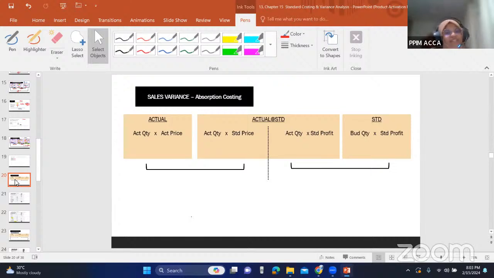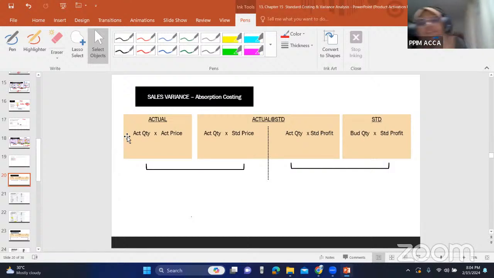Now the thing about the sales variance is there are two ways to compute it. And why are there two ways? Because we have two types of costing. We have absorption costing, we have marginal costing. So if we are using absorption costing as a policy, company decides whether it's absorption or marginal, then the sales variance will be calculated this way. If you are using marginal costing, there will be a small change, not much of a change, just a small change.